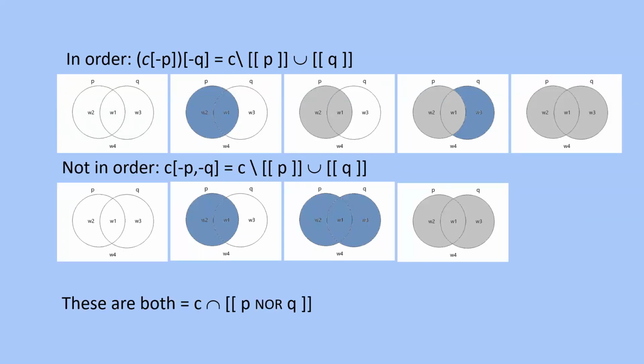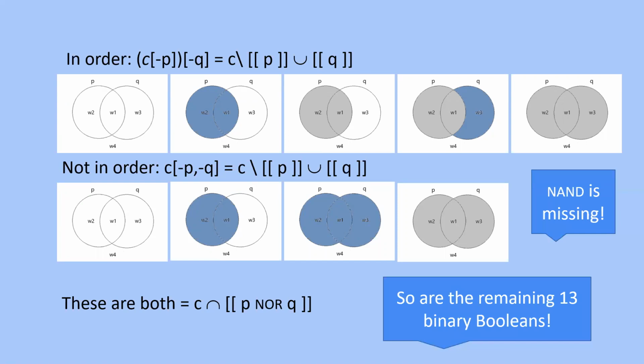So this is interesting, because the simplest way of defining negative updates, given the framework that we use to define conjunction and disjunction, is just to flip the pluses into minuses. Both collapse into NOR, a context in which neither P nor Q is true. So NAND is missing from this, and so are the remaining Booleans.